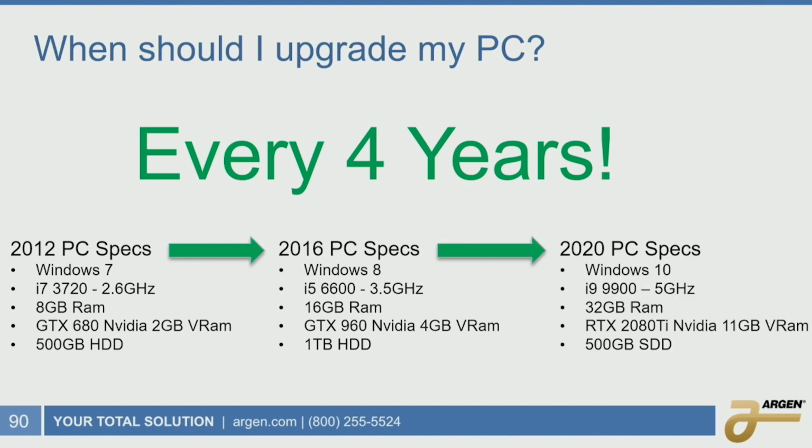As of right now, this has the going specs on a really good CAM computer. We're at an i9, 5 gigahertz, 32 gigs of RAM, we have an 11 gig video card, and we've got a 500 gig solid state hard drive. What does that mean when it comes to milling?